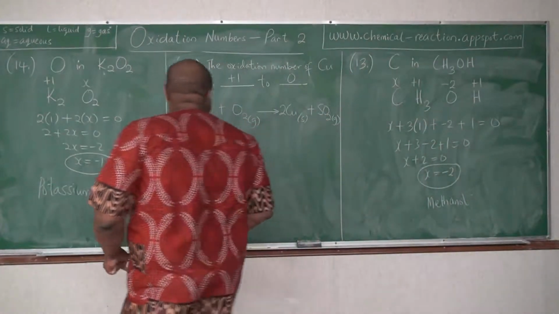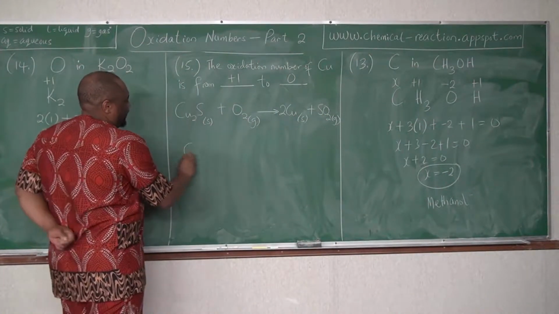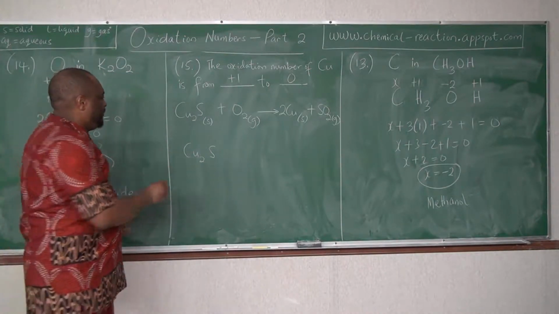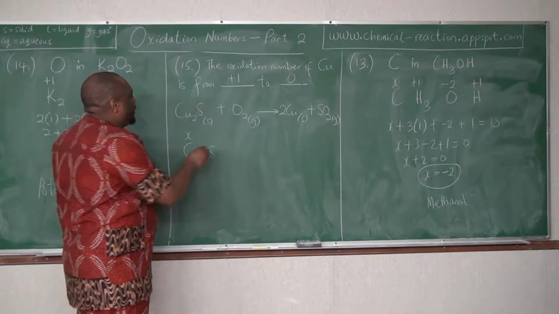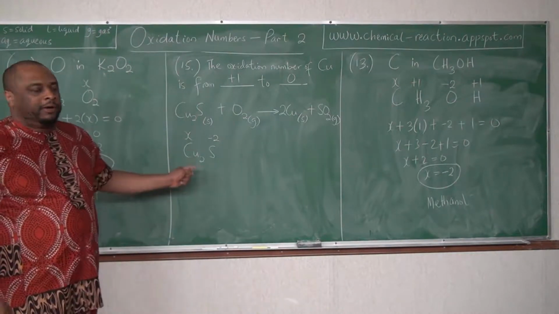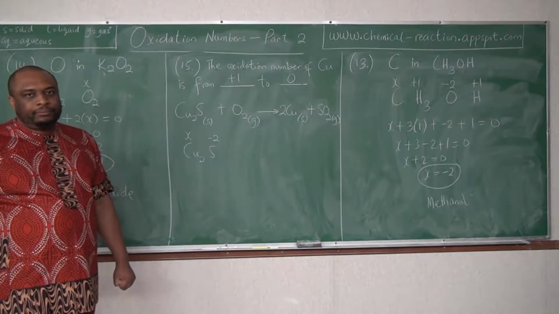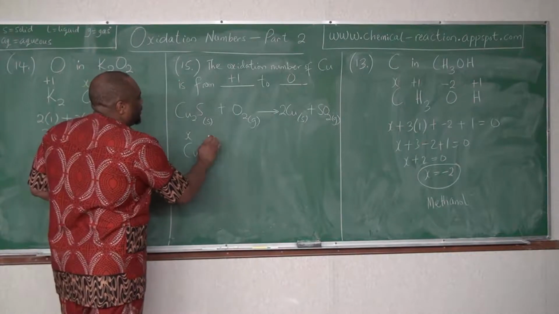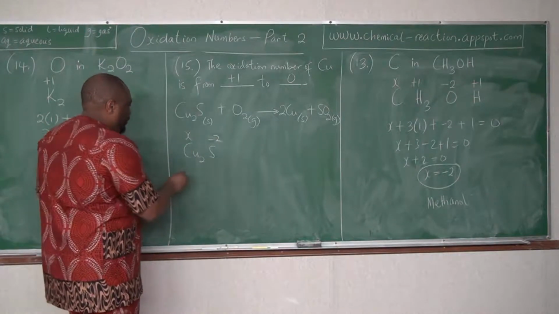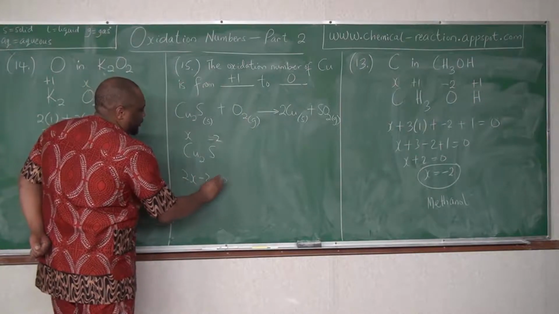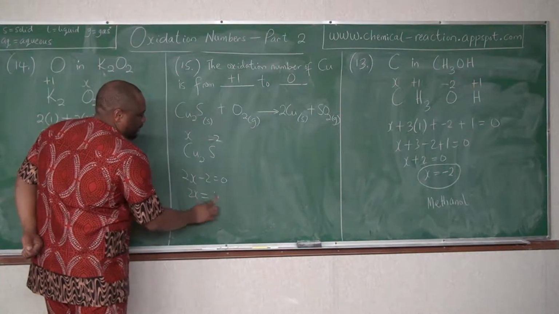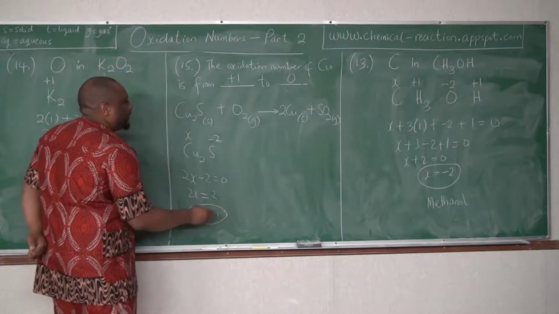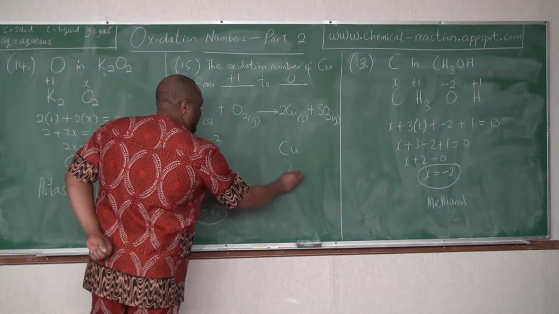So look at what we do, folks. This is copper 1 sulfide. Let the oxidation number of copper be x. Sulfur is minus 2. So 2x minus 2 is 0, 2x is 2, so x is plus 1. And of course, for this copper here, it is just 0.